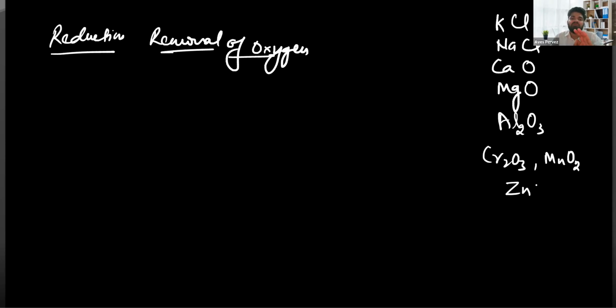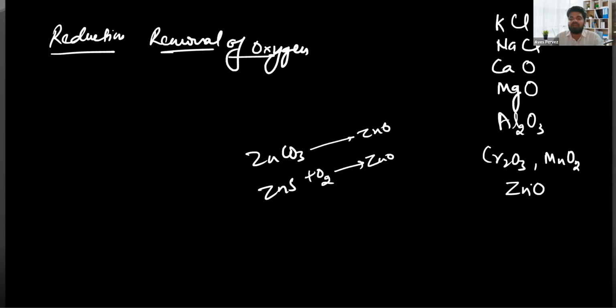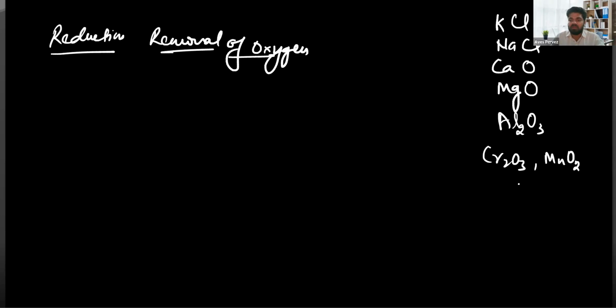Zinc is found in the form of zinc sulfide and zinc carbonate, but we have converted the zinc sulfide or zinc carbonate by simple heating. We converted it into ZnO by roasting. Before that, I'm just writing here carbon. Then when we have ZnO, then we have PbO. If we have PbS, then we have converted it into PbO.